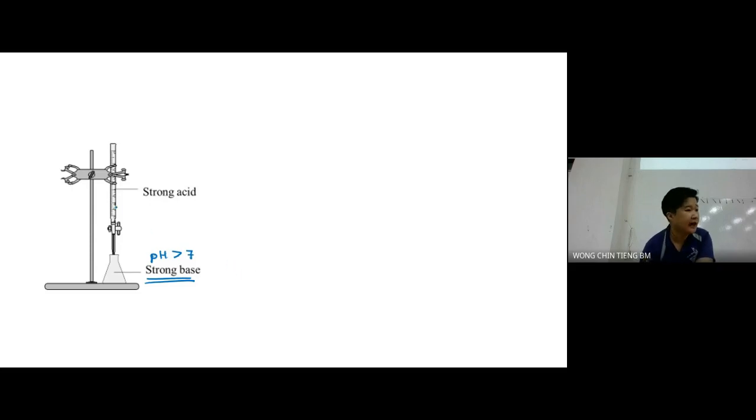Betul? Dan, as always, bila kamu nampak titration sayang, always need to identify 3 things. What is the type of salt? Dia adalah neutral salt. Bila neutral salt, terus kamu tahu pH equivalent 7. Endpoint duduk berapa? Kalau dia adalah neutral salt, strong acid, strong base, endpoint duduk 3 hingga 11.